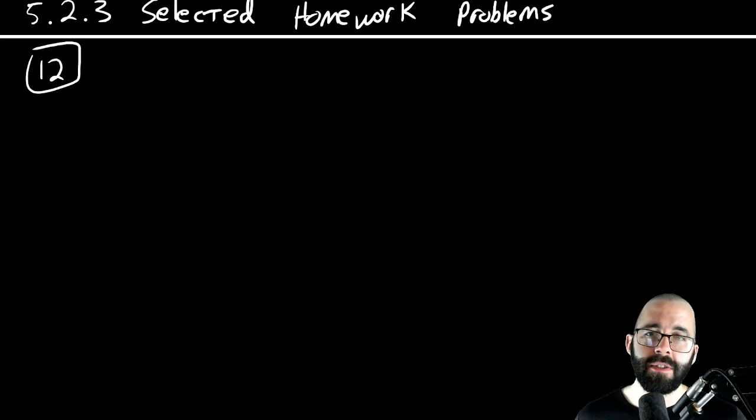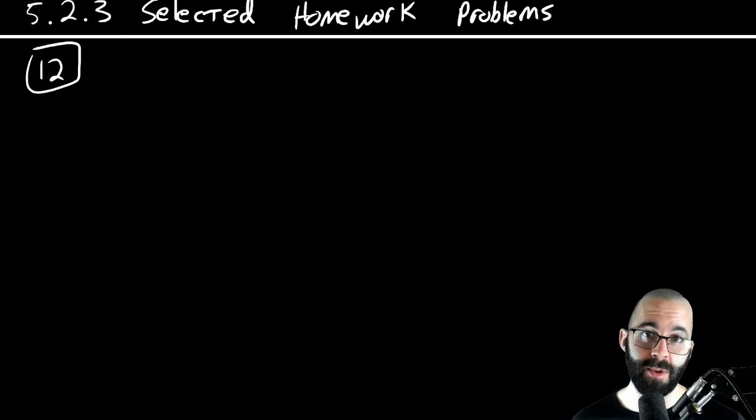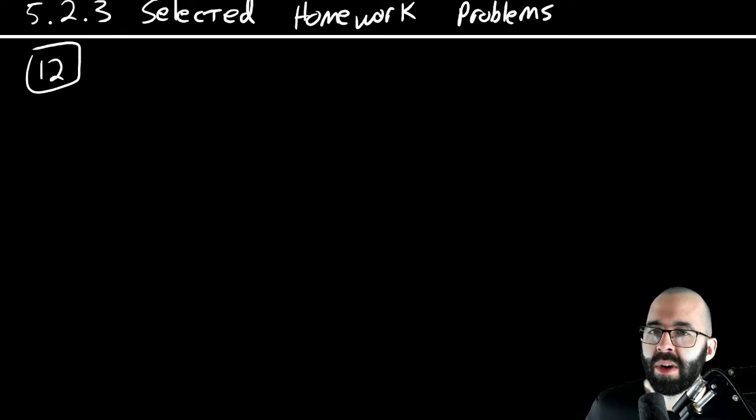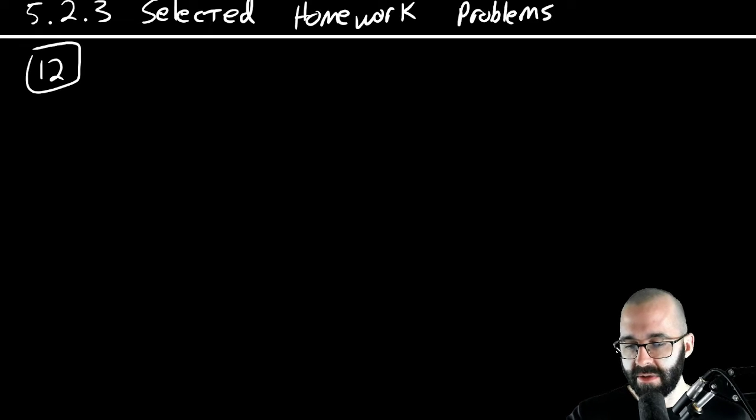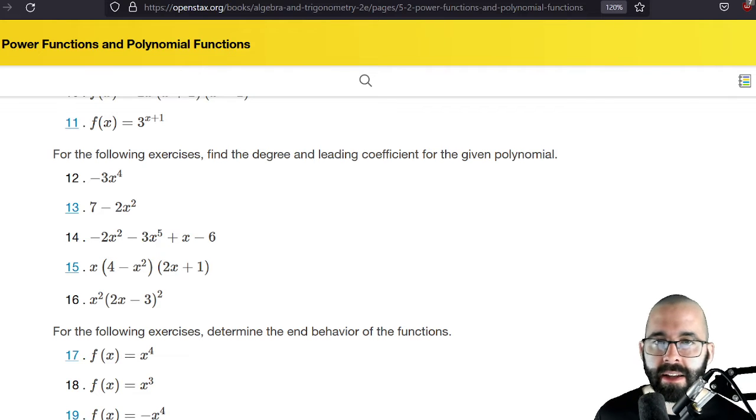You watched the videos and you said, I love math so much, I want to watch some more. So here you are, some bonus problems for all of you. And we're going to start with number 12 from the homework, 5.2.3. Number 12 says, find the degree and leading coefficient of the given polynomial.